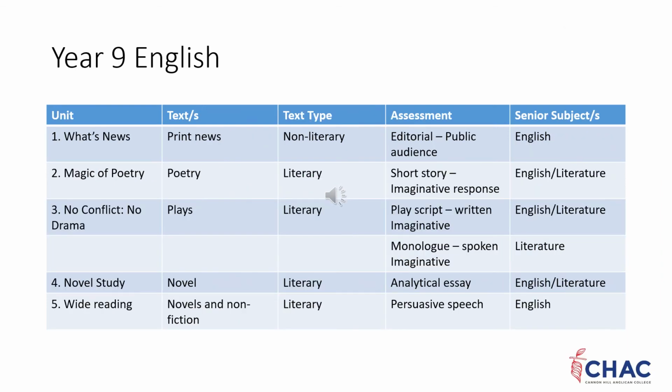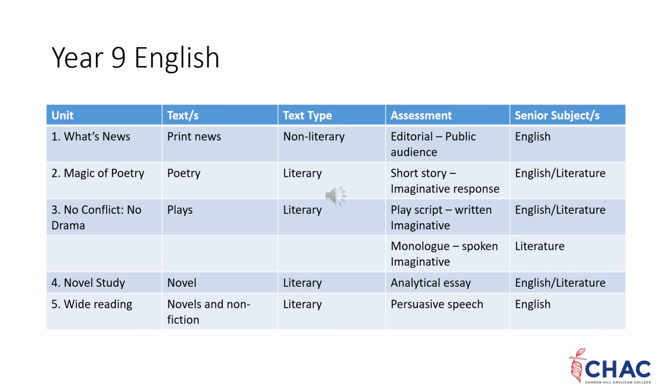Students, to help you get your head around the idea of the differences between these three subjects, I thought we'd talk about your Year 9 course that you're coming towards completing. First up, you did the What's News unit. Here you studied print news. These were non-literary texts, and you wrote an editorial, which is a text for a public audience. Because you studied non-literary texts and you wrote a text for a public audience, this was preparing you for senior English.